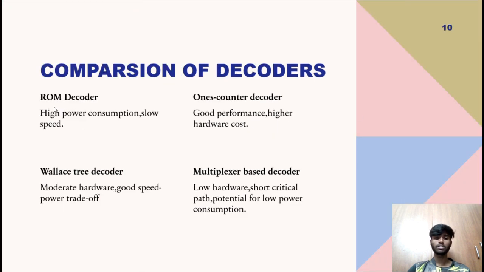Comparison of decoders: ROM decoders, ones counter decoders, Wallace tree decoders, multiplexer based decoders. ROM decoders have high power consumption and slow speed. Ones counter decoders have good performance but higher hardware cost. Wallace tree decoders have moderate hardware and a good speed power trade-off. Multiplexer based decoders have low hardware, a short critical path, and potential for low power consumption.